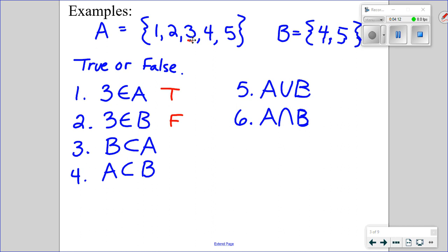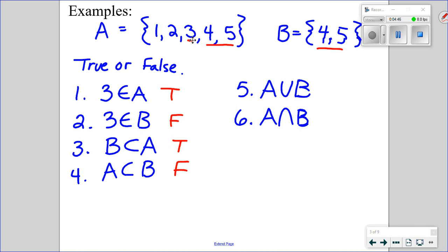All right, number 3, B is a subset of set A. Well, that is actually true because B consists of the elements 4 and 5, and 4 and 5 are in fact elements of set A, so set B is a subset of set A. Okay, let's look at it the other way around. Set A is a subset of set B. Well, that would be false because we do not have 1, 2, 3, 4, and 5 in set B.